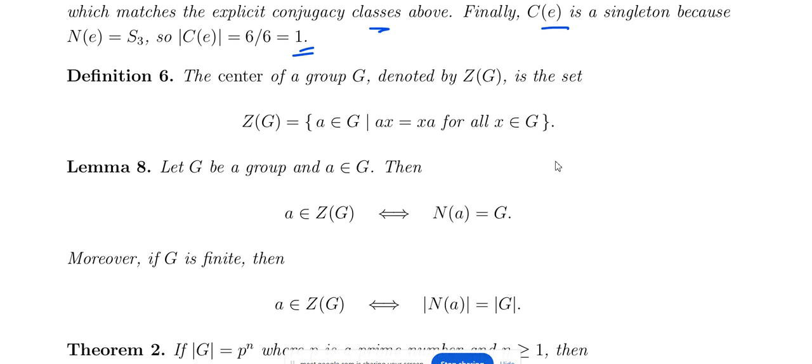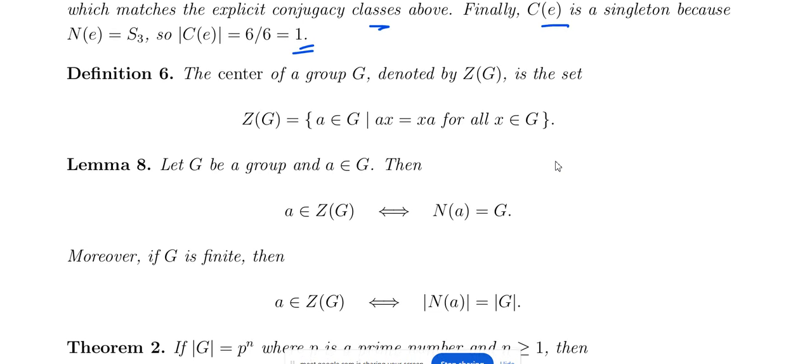And the next very important definition: the center of a group G. We already saw the normalizer: the normalizer of A is the collection of those elements in G that commute with A. Now, what is the center of a group G? Z of G is the collection of elements A belonging to G, the collection of elements in the group G.